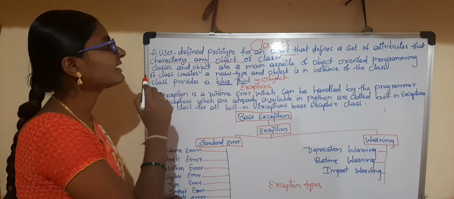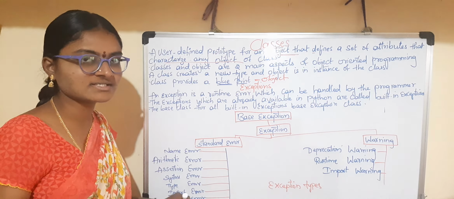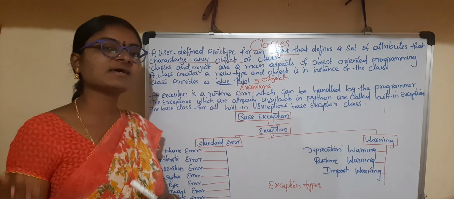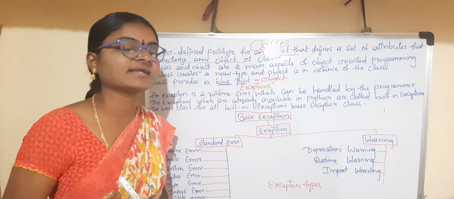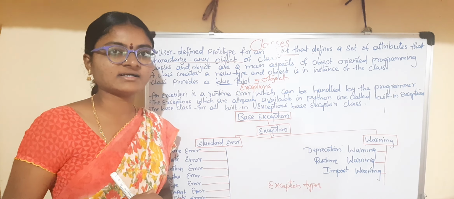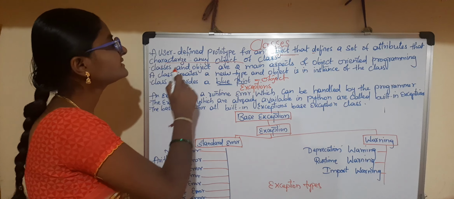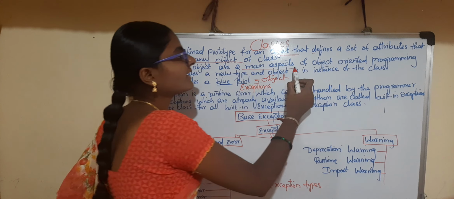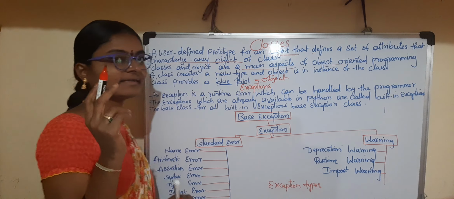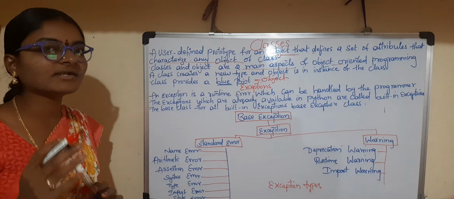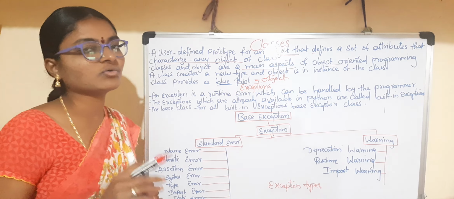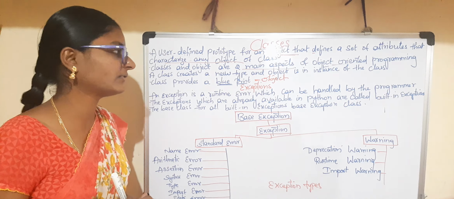Next point. Write point-wise in your semester exam, students, so that the examiner will get a good impression of your booklet and you can score many more marks. Now we'll see classes and objects are two main aspects of object-oriented programming. Classes and objects are main features in our OOPS, that is object-oriented programming.